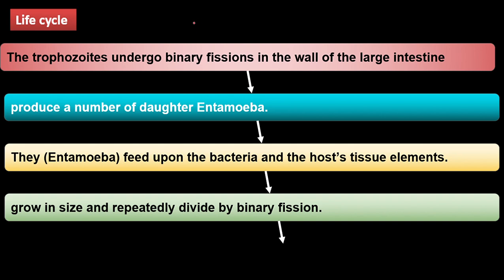Now, I hope all three stages are clear to you. We studied the trophozoite stage, which is the feeding stage, then the precystic stage, and then the cystic stage. Now let's enter into the life cycle. Please focus, all of you, and write these notes. Life cycle of Entamoeba histolytica: as we started the stages with the trophozoite, we'll start the life cycle with the trophozoite. The trophozoite undergoes binary fission in the wall of the large intestine. Wall means I'm talking about the mucosa and submucosa.